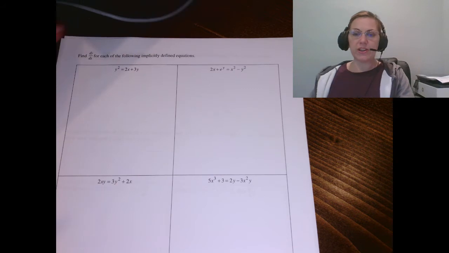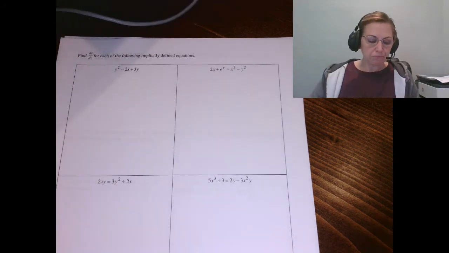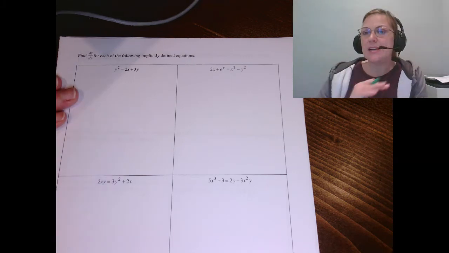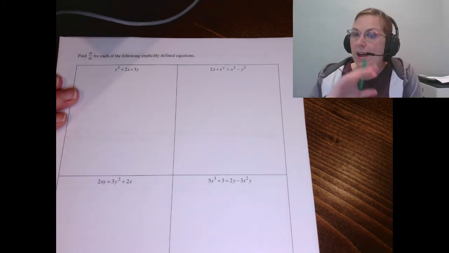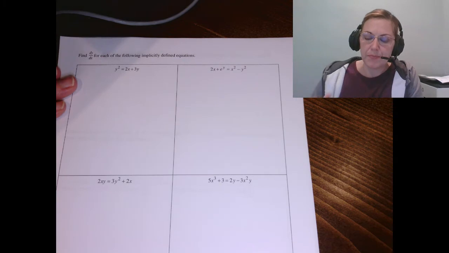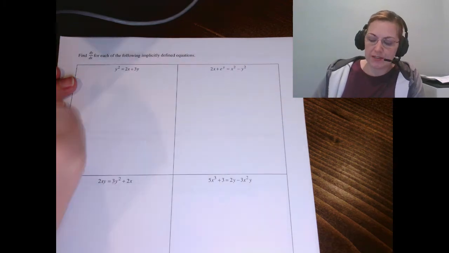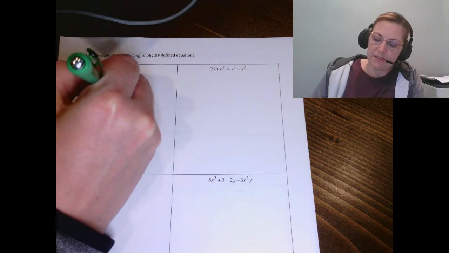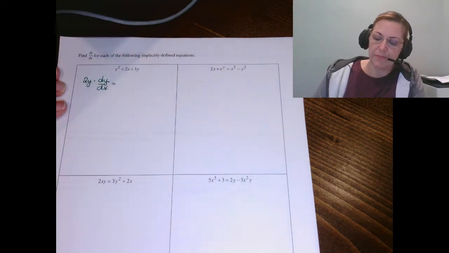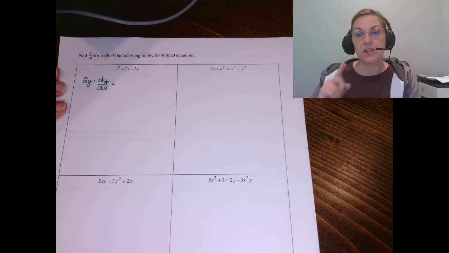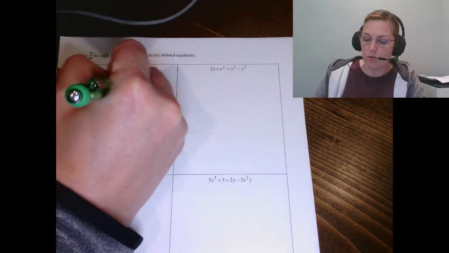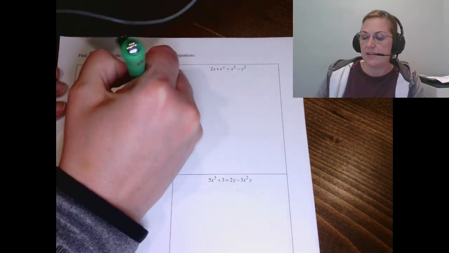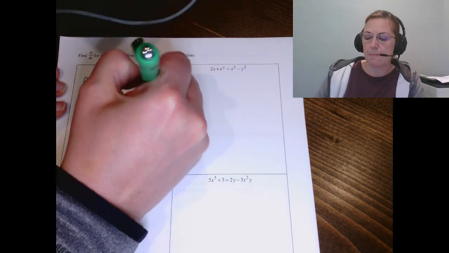All right, so let's just do some practice here with finding dy/dx. Remember, anytime we take the derivative with something with a y in there, it's got to have a dy/dx in there. So when we take the derivative of y squared, I get 2y times dy/dx. Then the derivative of 2x is 2. And the derivative of 3y would be 3 times dy/dx.